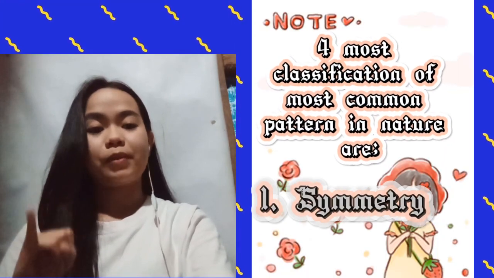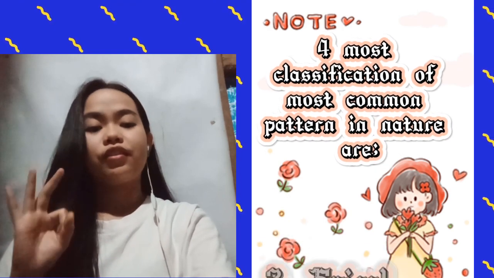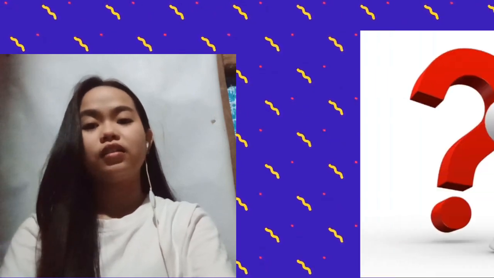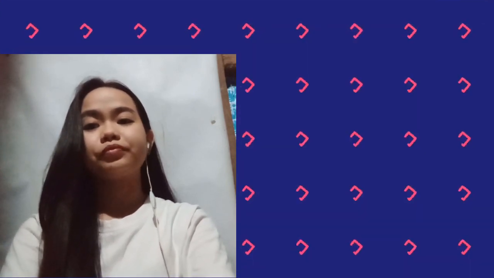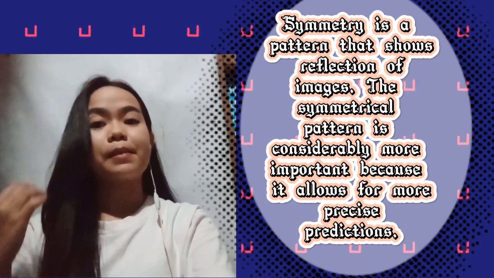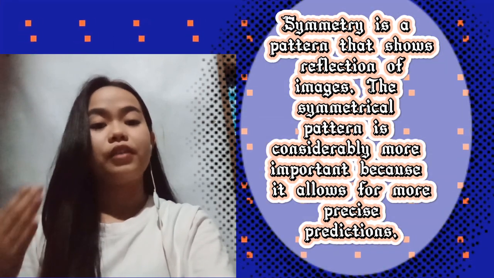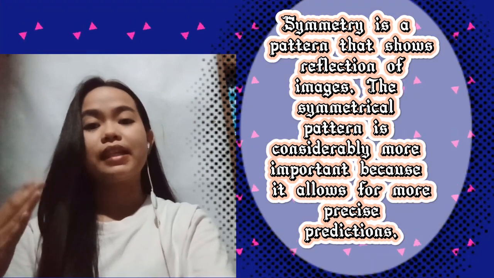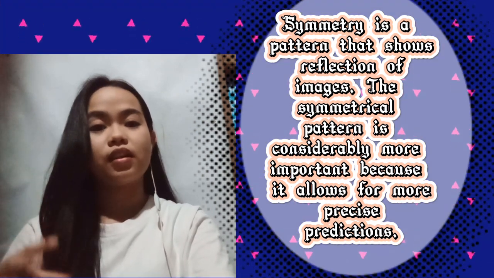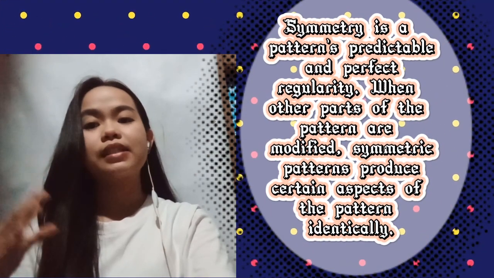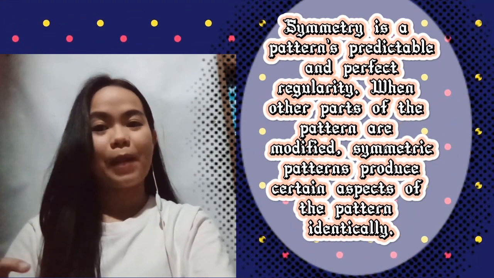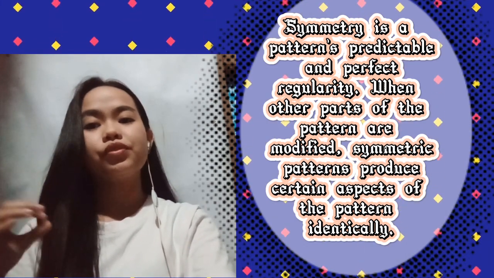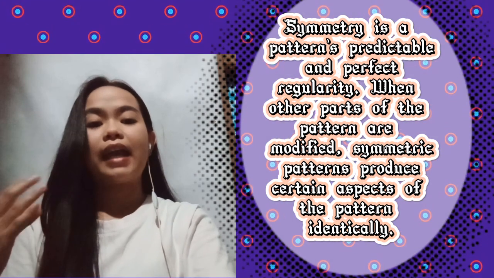Namely, first is the symmetry, second is the fractal, third is the spiral, and lastly is the tessellation. So let's first tackle or describe the symmetry. A symmetry is a pattern that shows reflections of images. The symmetrical pattern is considerably more important because it allows for more precise predictions. So symmetry is a pattern's predictable and perfect regularity. When other parts of the pattern are modified, symmetric patterns produce certain aspects of the pattern identically.